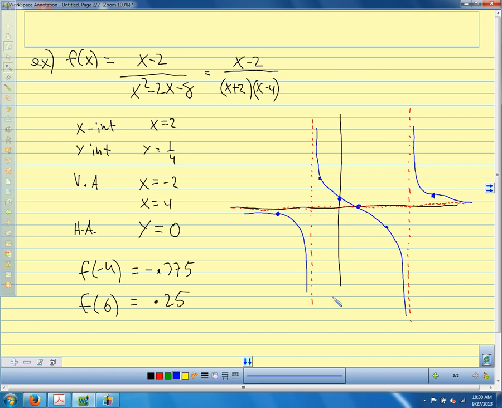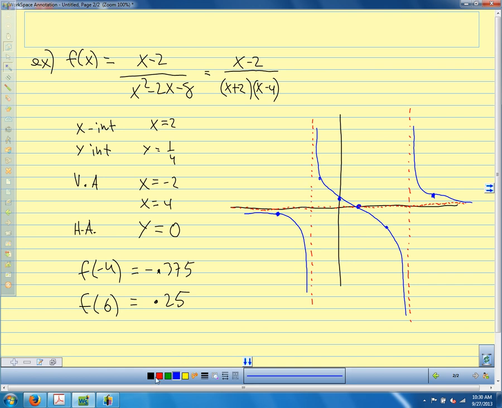If you're not sure exactly the shape, just plug in some additional points and plot those points to get an idea of the shape. And graphs can do all kinds of strange things between the asymptotes. You could have an S shape, you could have an S shape going the other direction, you could have U shapes. Some questions on that example?